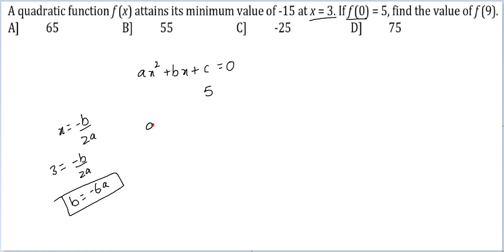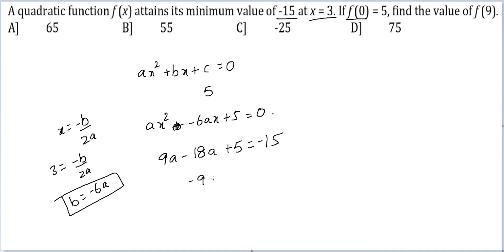So this expression now reduces to ax square minus 6ax plus 5 is equal to 0. Now at x equal to 3 we attain a value of minus 15. So 9a minus 18a plus 5 is equal to minus 15. Okay, so minus 9a is equal to minus 20, or a is equal to 20 by 9.